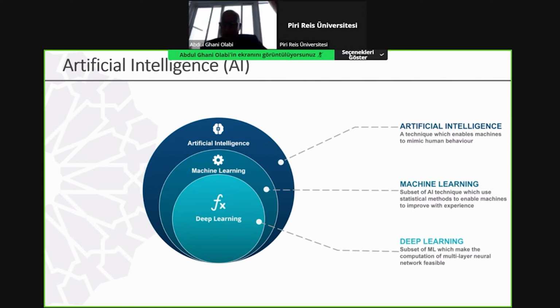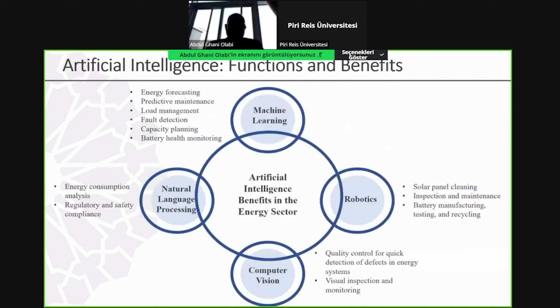Machine learning is a subset of AI technique which uses statistical methods to enable machines to improve with experience. So machine learning supplies the artificial intelligence with information. Deep learning is a subset of machine learning, which makes the computation of multi-layer neural networks feasible. So here I start with the initial regulation, then the higher step, which is machine learning, which will go to artificial intelligence, which will do the final optimization.